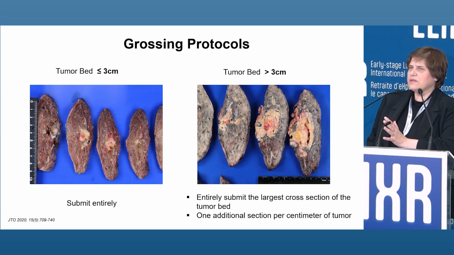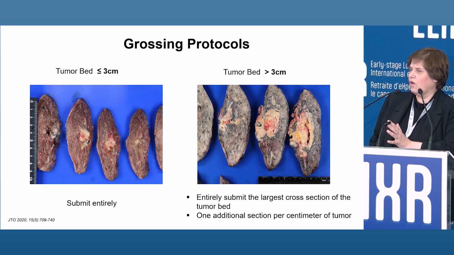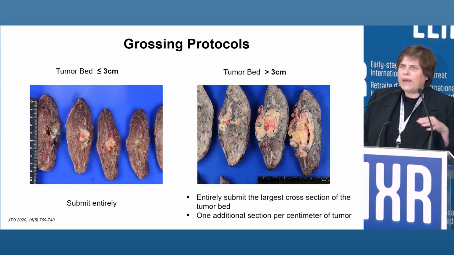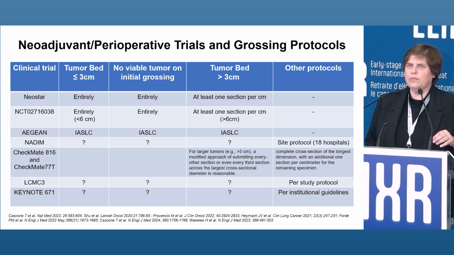Once the tumor bed is greater than 3 centimeters, we are all over the place. According to IASLC criteria or recommendations, we should entirely submit the largest cross-section of the tumor bed and then 1 additional section per centimeter of the tumor. And this pretty much recapitulates what we do in the sarcomas and in breast, essentially. But this is where we see the most variability.